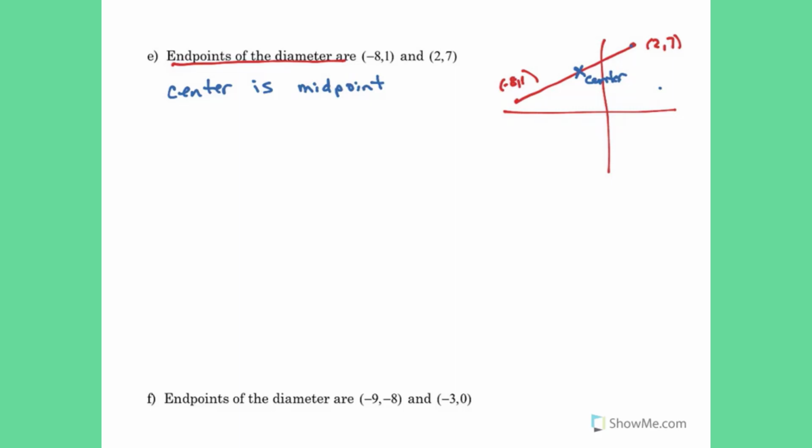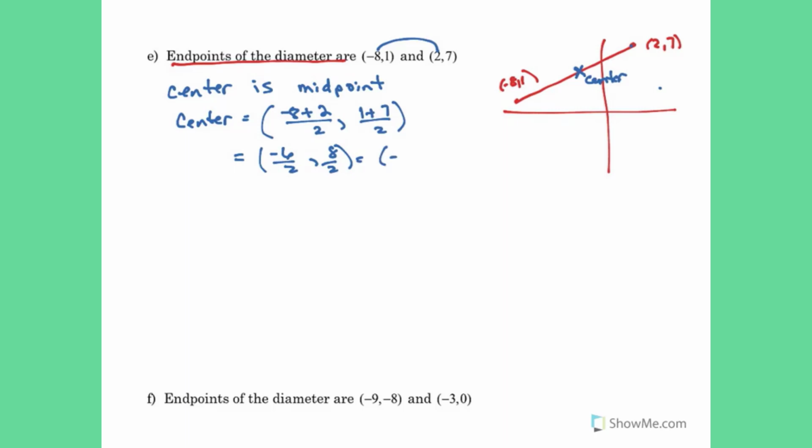So we need to go back and look at our notes. What's our midpoint formula? It's where we add those. So my center is negative 8 plus 2 divided by 2, and 1 plus 7 divided by 2. So that's negative 6 divided by 2, 8 divided by 2. So that is my center. That's my h and k.